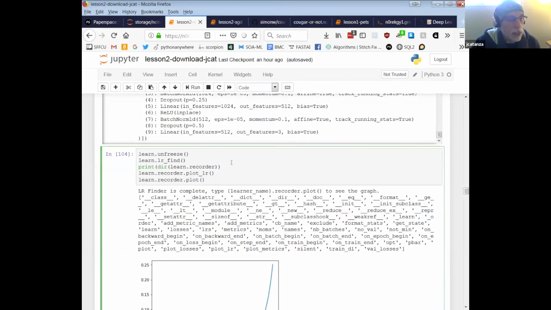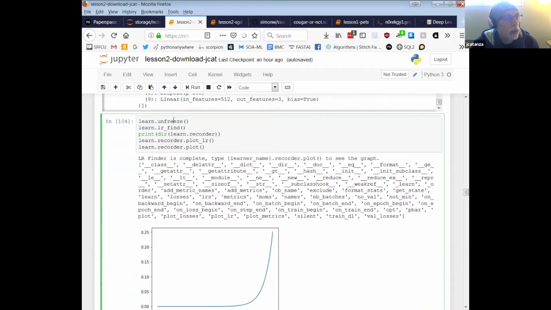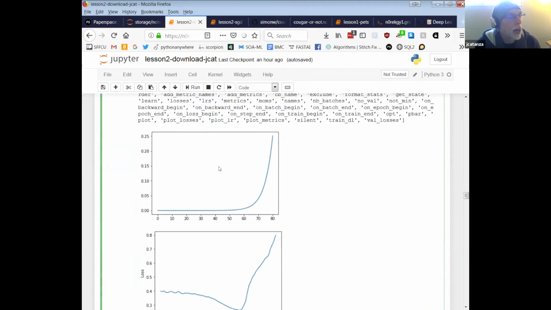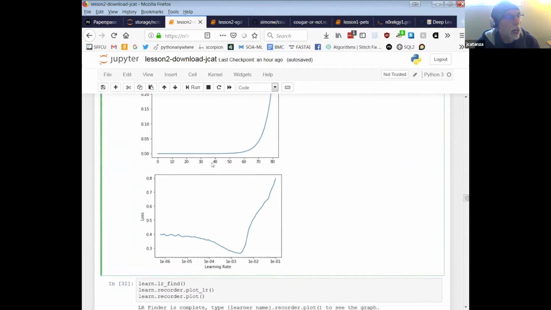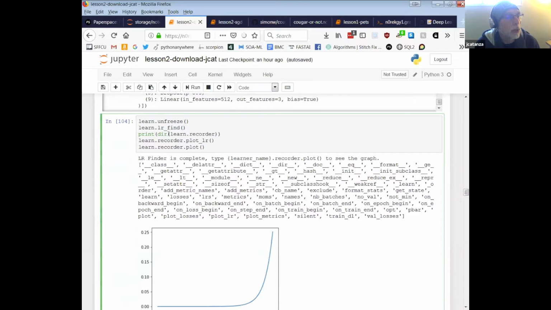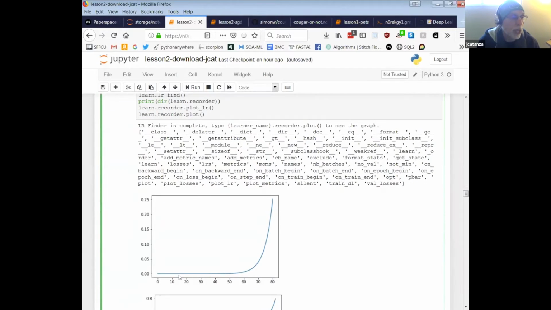Okay, so the next thing he does is he says, let's unfreeze. What that means is you're going to want to unfreeze the weights and train the model again from scratch. That's what this learn unfreeze command does, and I've already done this. Then you do this LR find, and it shows you what happens as you change the learning rate. On this axis is, I guess, the number of iterations.